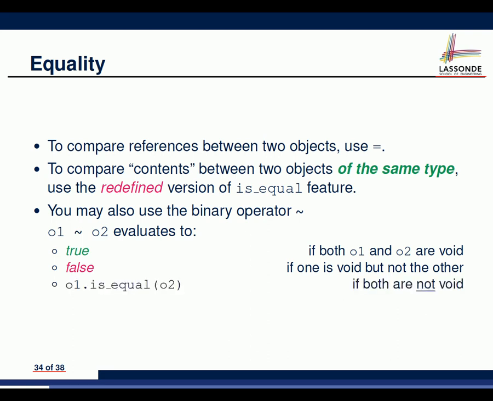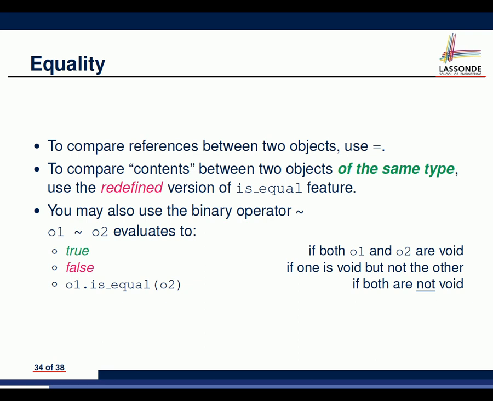And the third case over here is to say if both of them are not void, that means both of them can be used as context object. You can say O1 dot isEqual O2, or you can say O2 dot isEqual O1, right? So both of them are not void. That's what you can do. And the isEqual here depends on the version you're using. If you have already redefined the isEqual feature in your class, that version will be called. Otherwise, the default version will be called. Okay, pretty much like in Java.